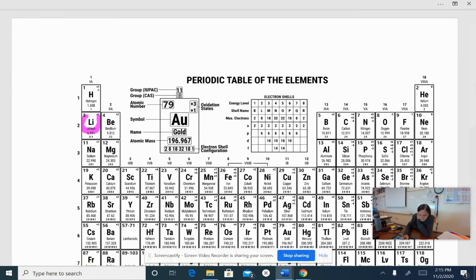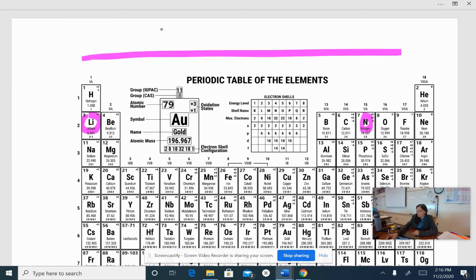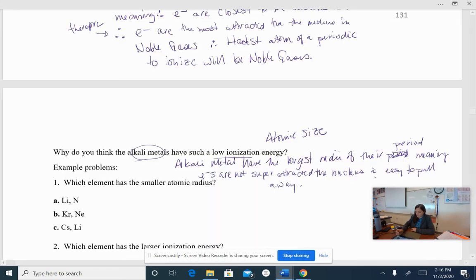So lithium and nitrogen. Which one is larger? Which one is smaller? Remember our trend of size. Our trend of size is we get smaller going this way, and we get smaller going this way. So which one's going to be smaller? If you said nitrogen, you are correct. So nitrogen is smaller. I want you to look at krypton and neon and look at cesium and lithium and take a guess.